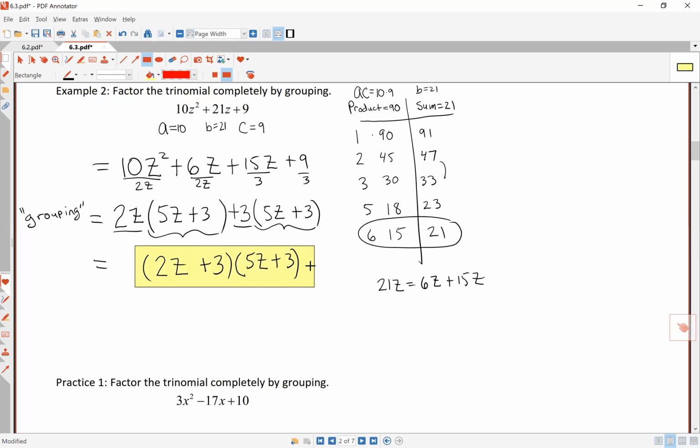This leads me to your practice problem. I encourage you to press pause on your video, and when you're ready, press play and come back and see the solution worked out.